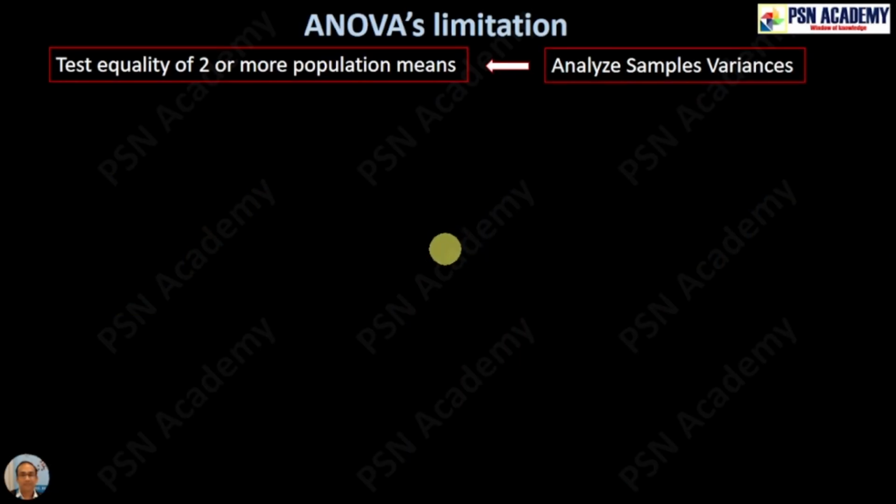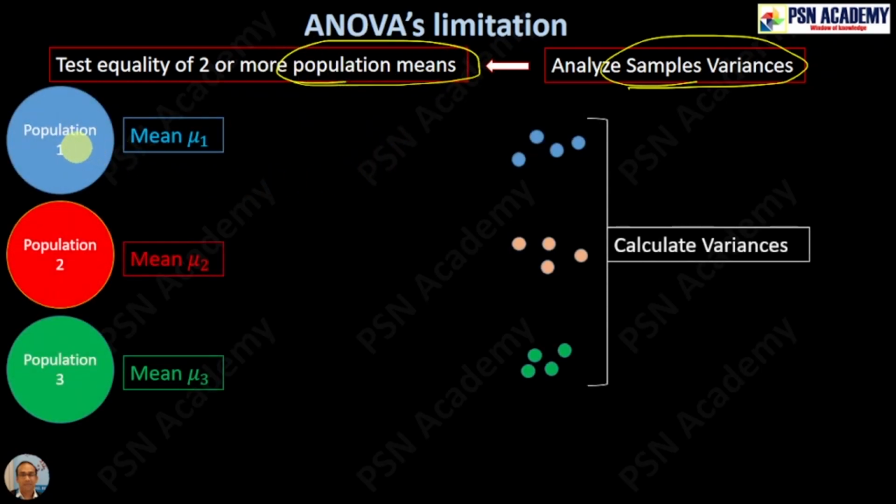Welcome back. In this video, we are going to learn about post-hoc test after ANOVA. Before that, let us see what ANOVA does. ANOVA analyzes the sample variances. Those samples have been taken from populations, and it can comment whether the population means are equal or not. For example, there are three populations with mu1, mu2, and mu3, and these samples have been taken from these populations. Variances have been calculated. And analyzing those variances, it can say whether the means of those populations are equal or not.